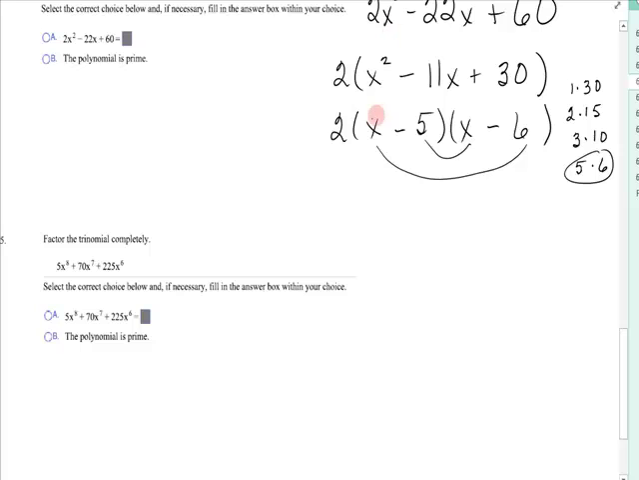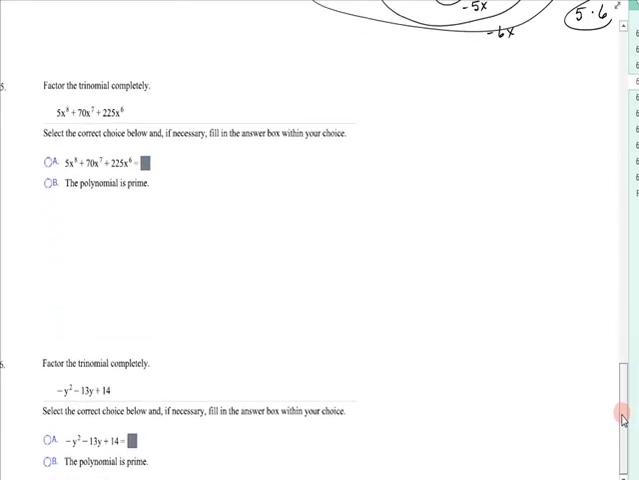X times x is x squared, right there. Outer is negative 6x. Inner is negative 5x for negative 11x. Negative 5 times negative 6 is 30. Write all of this down. All right, we have a couple more to practice.